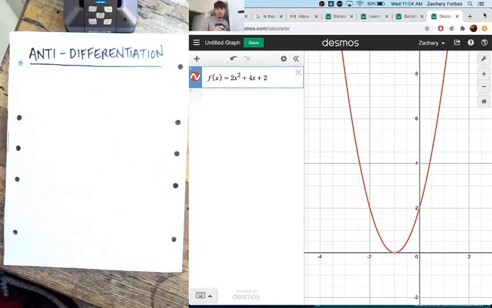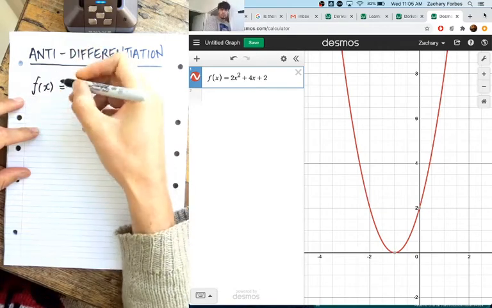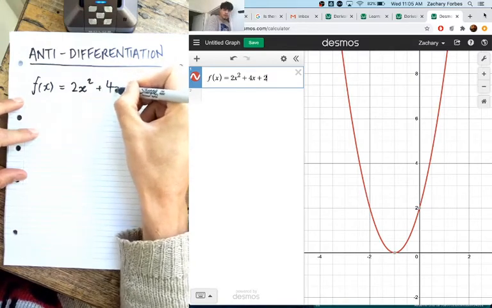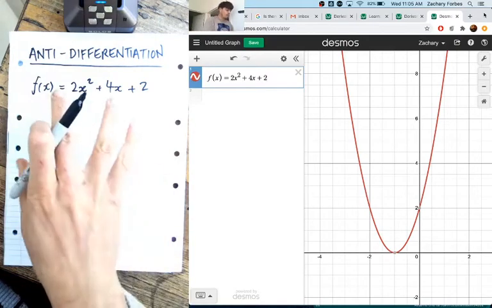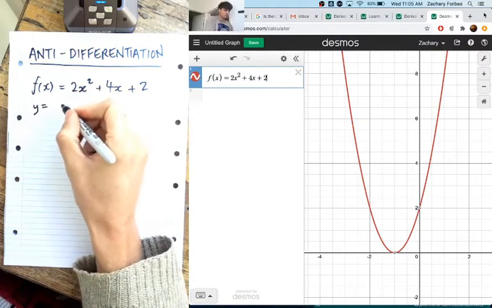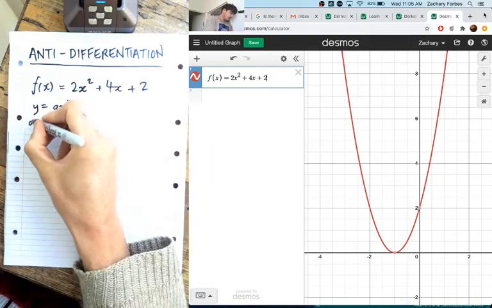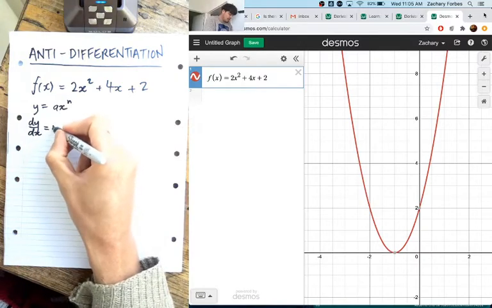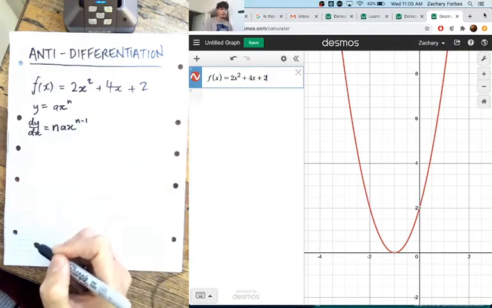So on Desmos over here, I've got a function, f of x equals 2x squared plus 4x plus 2. And how do we differentiate this function? We start off with a generalized y equals ax^n, and when we differentiate we go to dy by dx equals, we multiply by the power and then we reduce the power by 1.